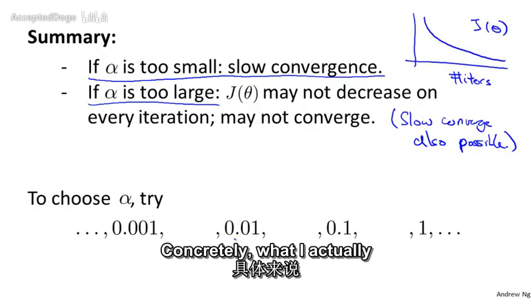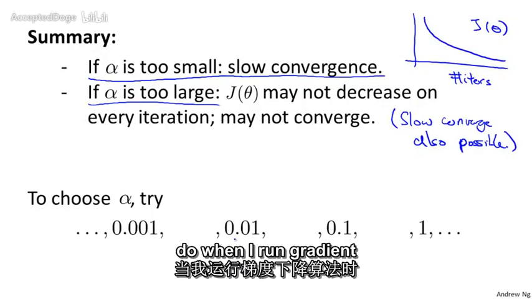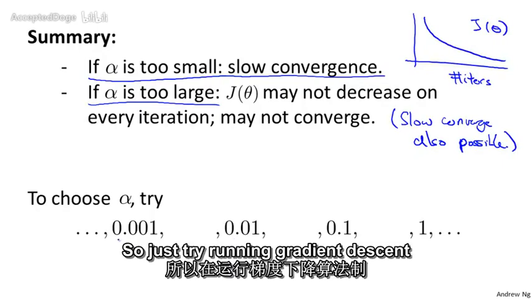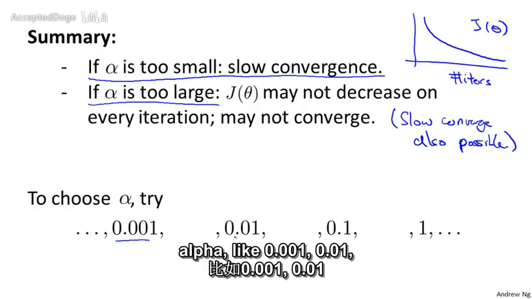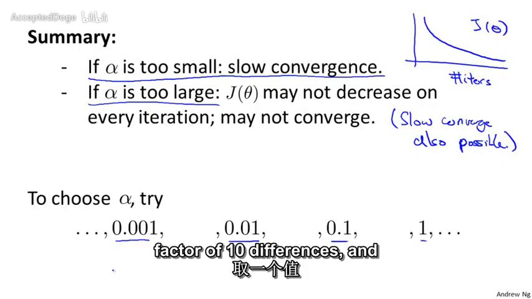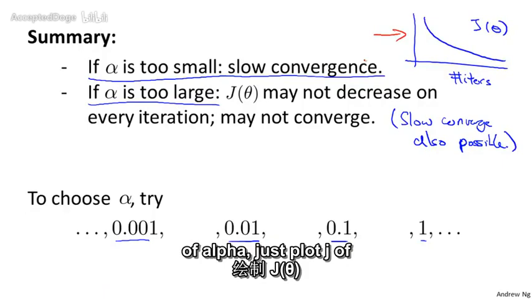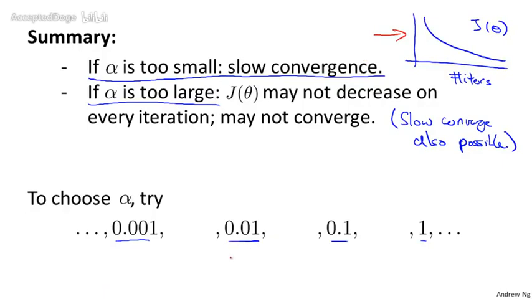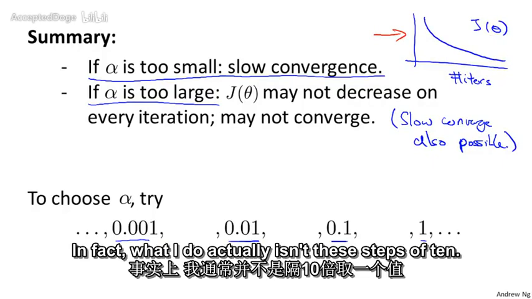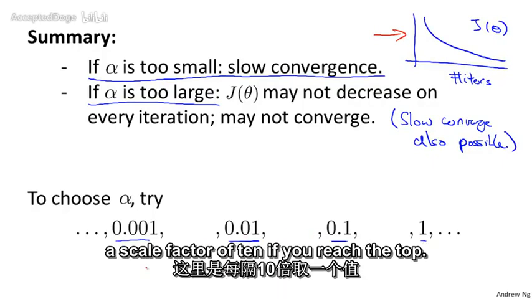Concretely, what I actually do when I run gradient descent is I try a range of values. So just try running gradient descent with a range of values for alpha, like 0.001, 0.01. These are a factor of 10 differences. And for these different values of alpha, just plot J of theta as a function of the number of iterations, and then pick the value of alpha that seems to be causing J of theta to decrease rapidly. In fact, what I do actually isn't these steps of 10, which is a scale factor of 10 for each step up.